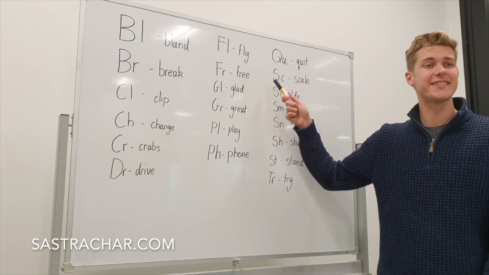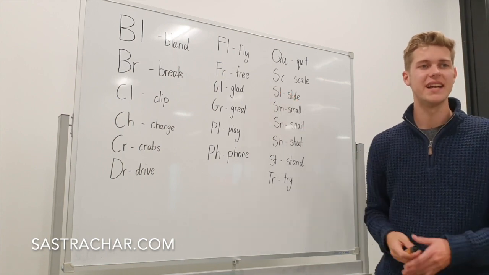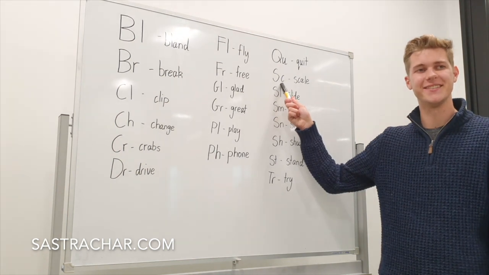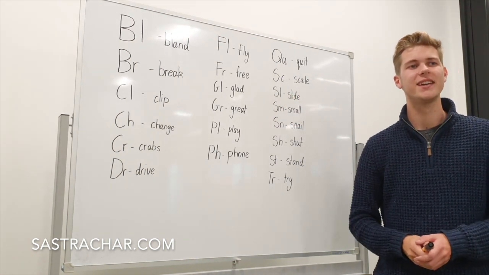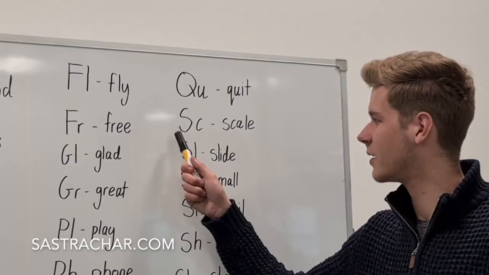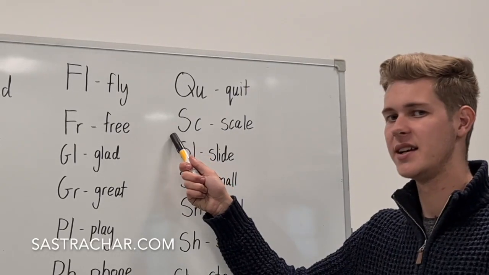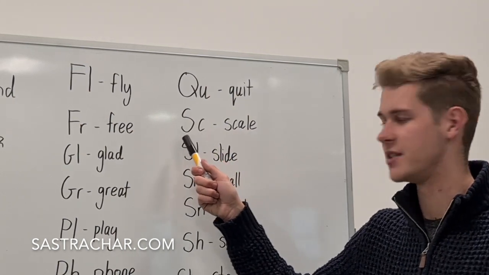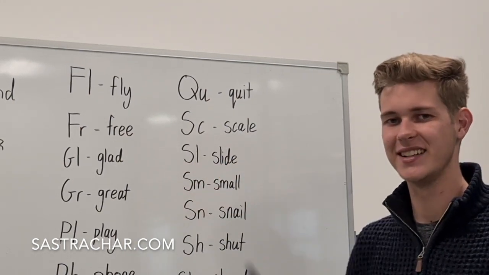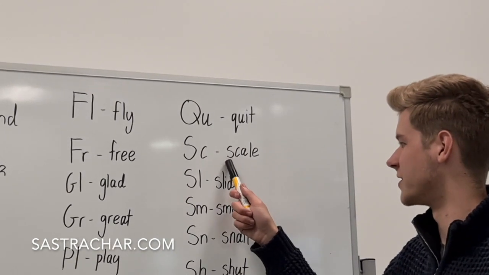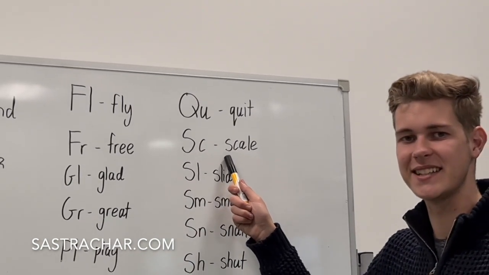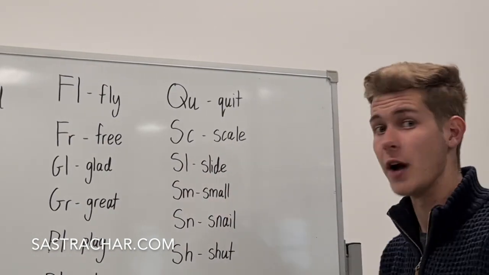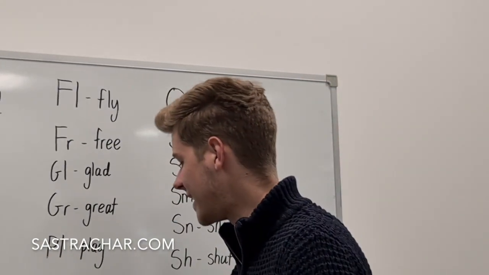How about this one here? We've got an S. And the S goes S. We've also got a C, and the C goes K. S and the C go together to make a sk sound. And we've got an example of a word here. Scale.